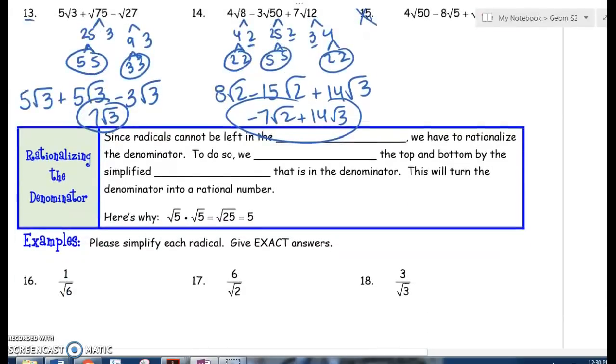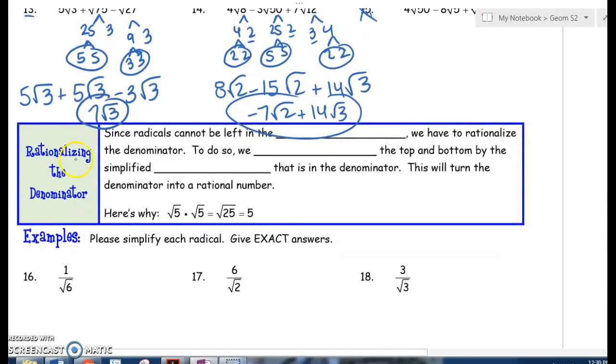You probably saw that a little bit last year in algebra at the end of the school year. Rationalize the denominator is something that we're going to be doing a lot of when we get into special right triangles this week.